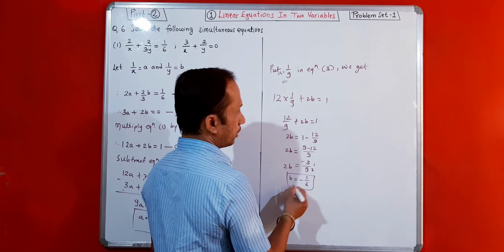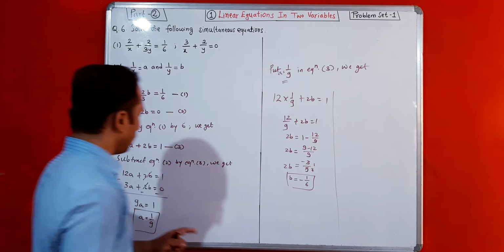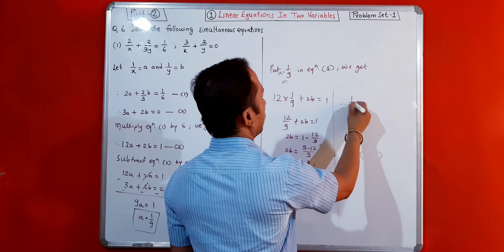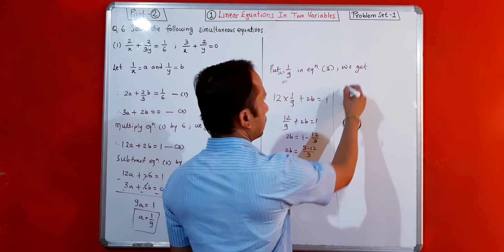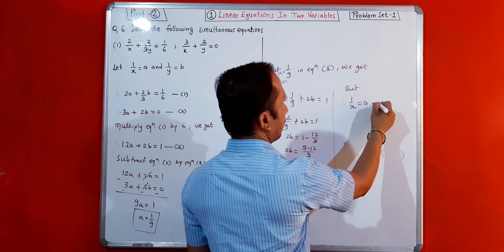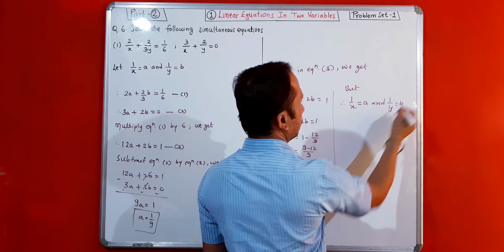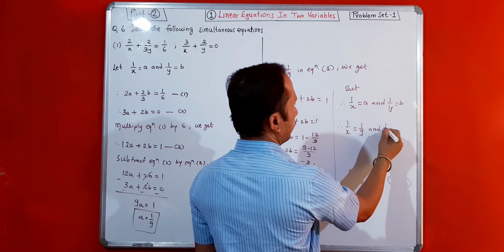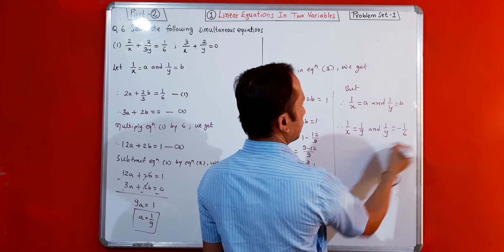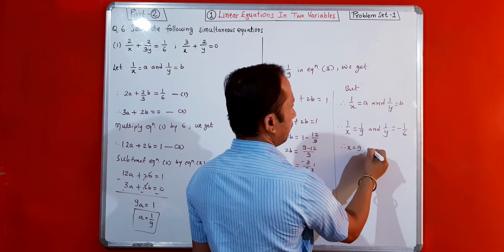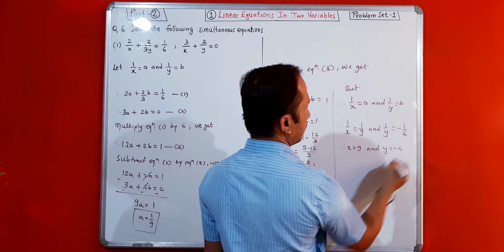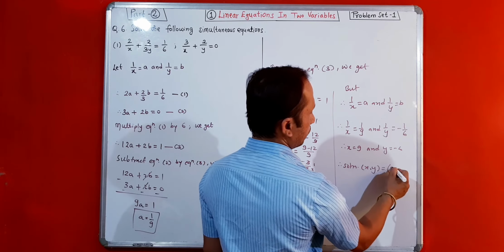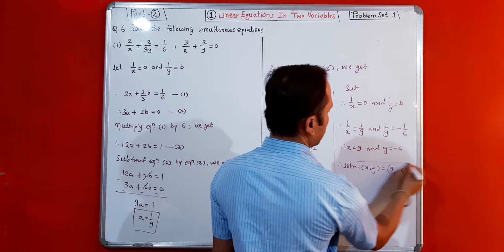Okay, this is second. Now see, a is equal to 1 upon 9, b is equal to minus 1 upon 6. Therefore, 1 upon x is equal to a, and 1 upon y is equal to b. Therefore 1 upon x is equal to 1 upon 9, and 1 upon y is equal to minus 1 upon 6. Therefore x is equal to 9 and y is equal to minus 6. Therefore solution x comma y is equal to 9 comma minus 6. So this is the solution for first.